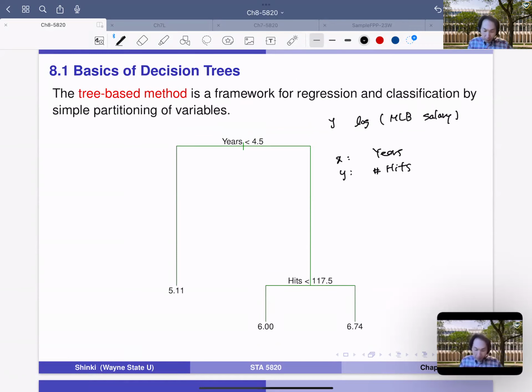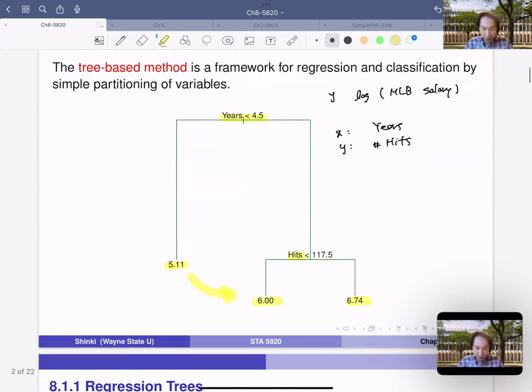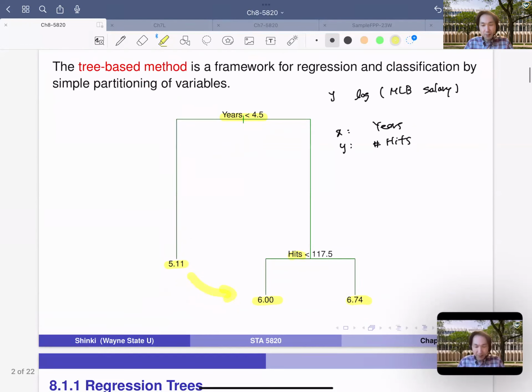Then one intuitive way is we consider some condition. If year is less than 4.5 years, then anyway, their salary is low. If more than 4.5 years, and the number of hits is larger, salary is higher. But if the number of hits is smaller, the salary is still slightly higher than younger players. So this is the basic idea of tree-based methods. So this is pretty intuitive.